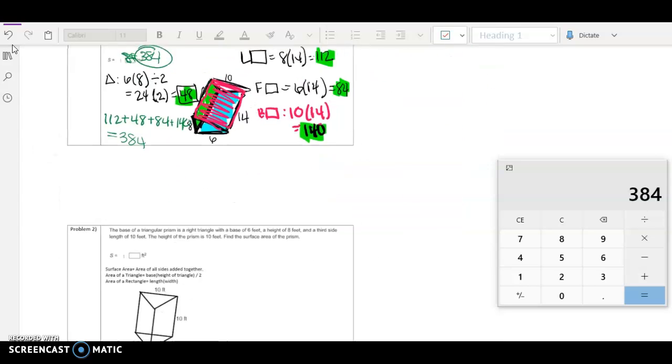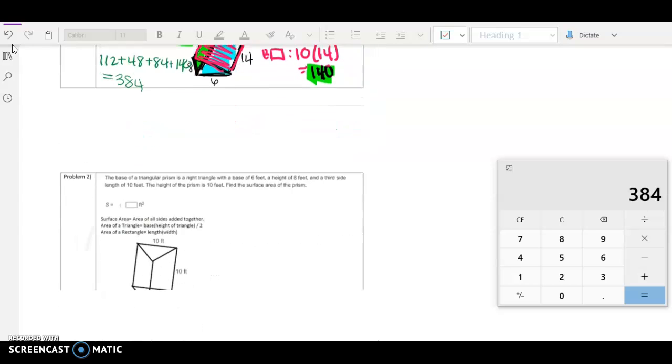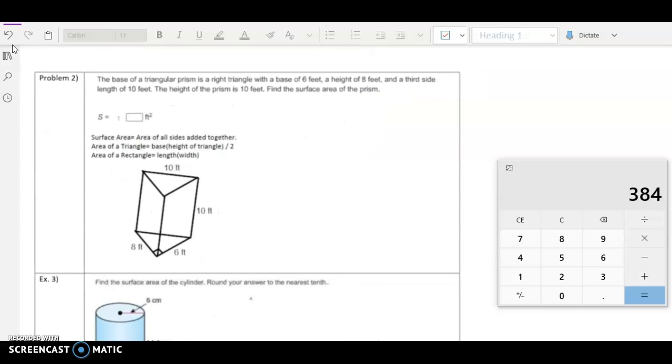So you are going to do the next one on your own. I even drew the picture for you and gave you all of the formulas. So you're going to do this one on your own and then move on to the next example.